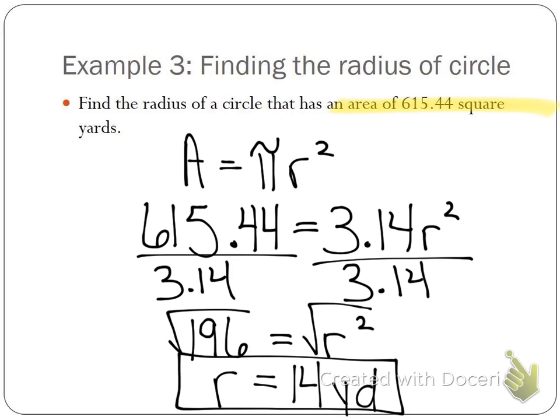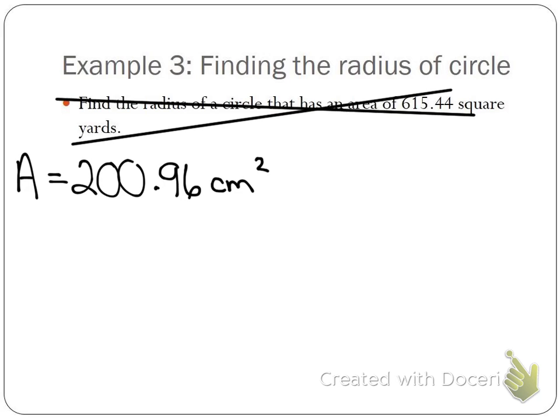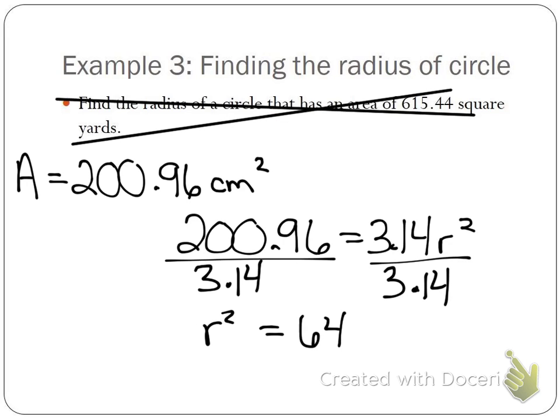Did anybody get 14 before I did? Wow, very good. Good job on the first one. All right, so here's one for you to solve. Find the radius, and then once you find the radius, I want you to find the diameter too. So we plug in 200.96 for the area equals 3.14 r squared. What do I have to do to both sides to get r? Divide by 3.14. Now, when I divide 200.96 by 3.14, I get 64.